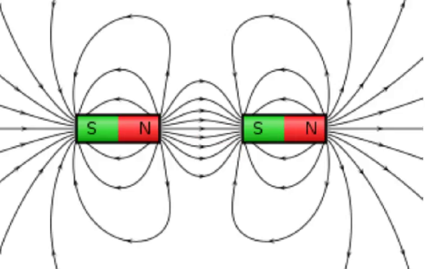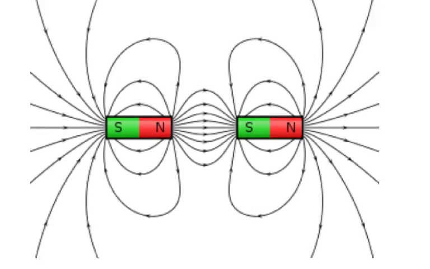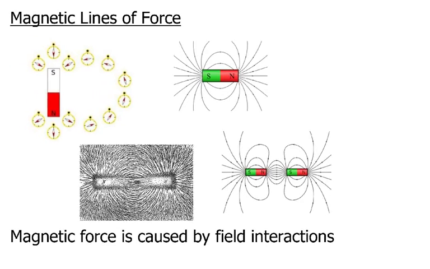If I did this the other direction, they would repel. The lines of force would push away from each other, and that would prevent them from getting close. So magnetic force is caused by interactions between magnetic fields.